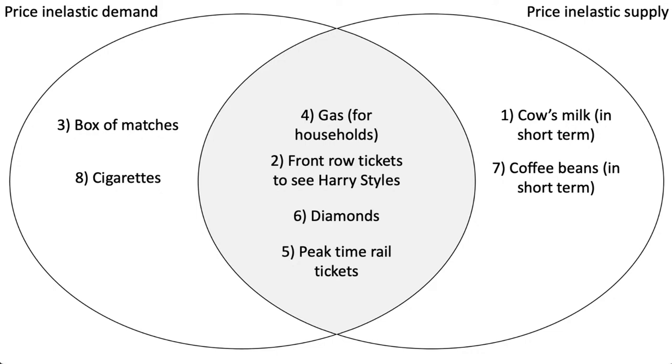The one that you could have put in the middle of the Venn there is gas. In terms of households, that's going to have price inelastic demand and price inelastic supply. There are lots of capacity issues being discussed, particularly in the news today. I was listening on my drive home.